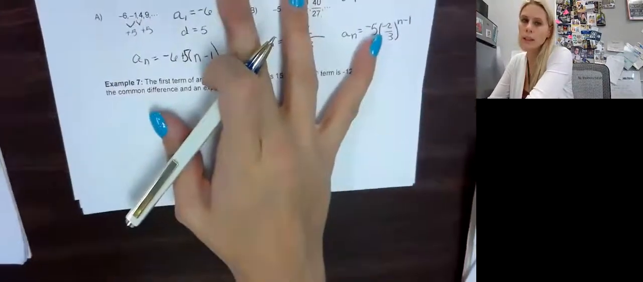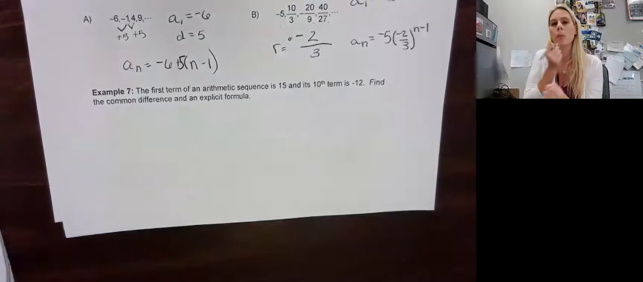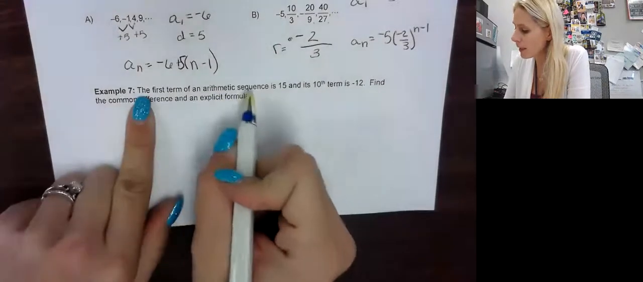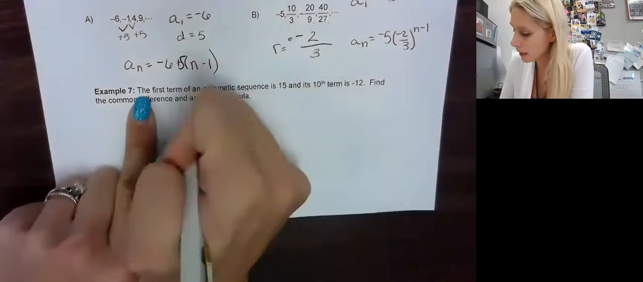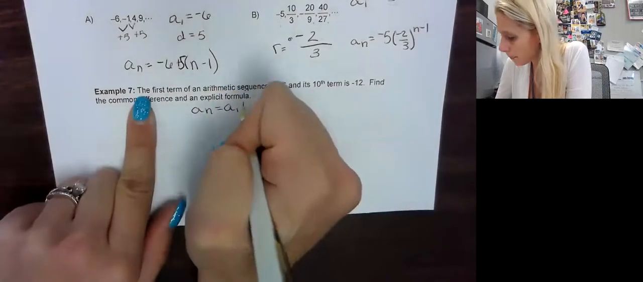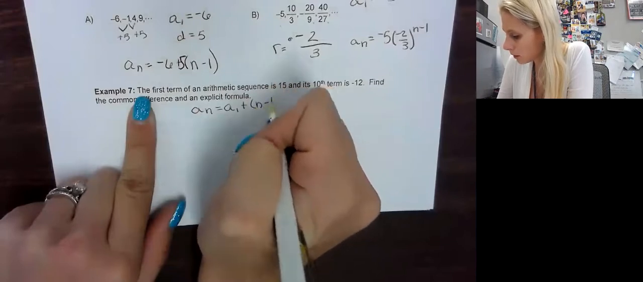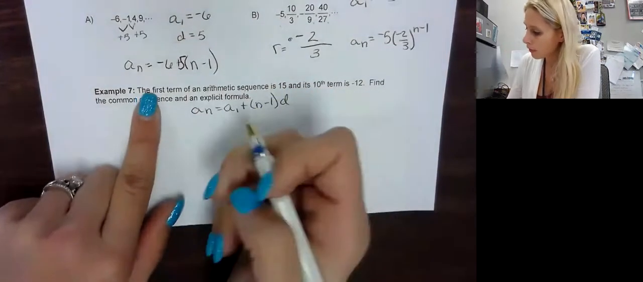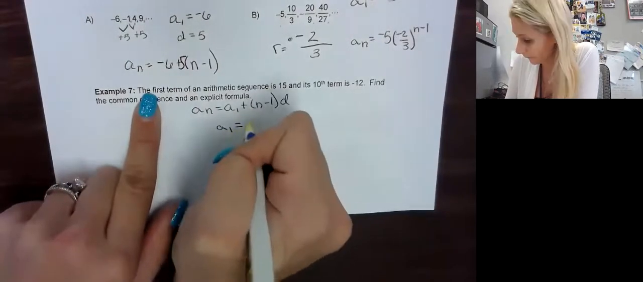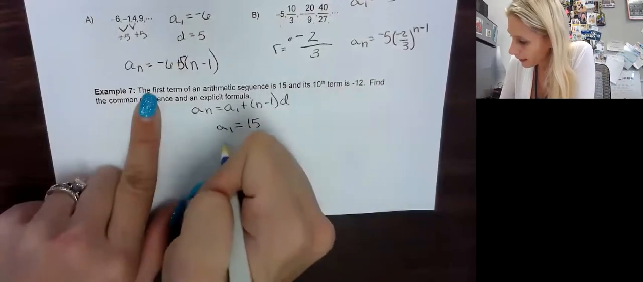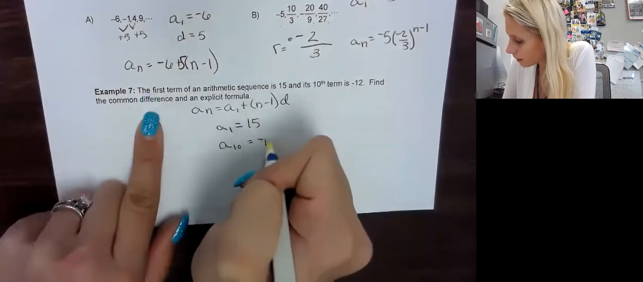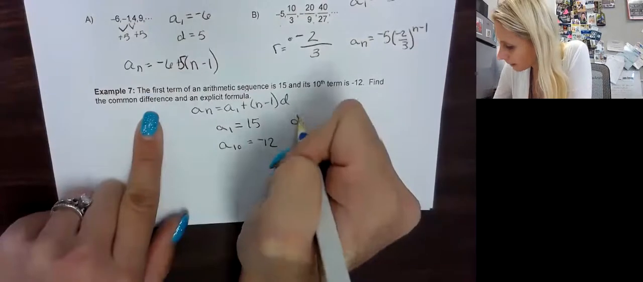All right, so that's nice, right? But of course, we're going to get into some other things where we need to look at what's given to us and what we need to find. So for the first term of an arithmetic sequence, remember, it's going to be a subset n equals a subset 1 plus n minus 1 times d. Okay, let's see what it gives us. A subset 1 is 15. A subset 10 is -12. What we need to find is the common difference.